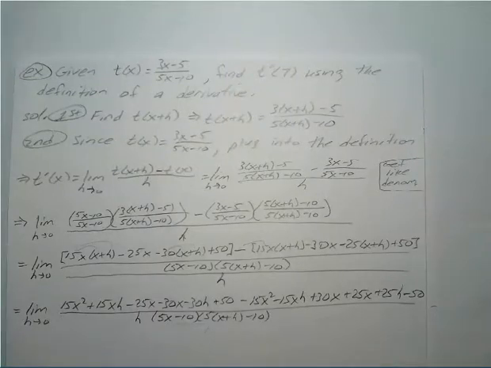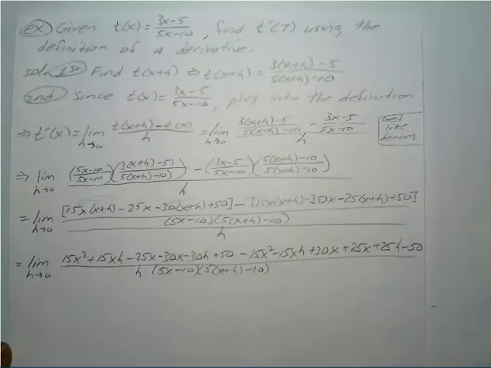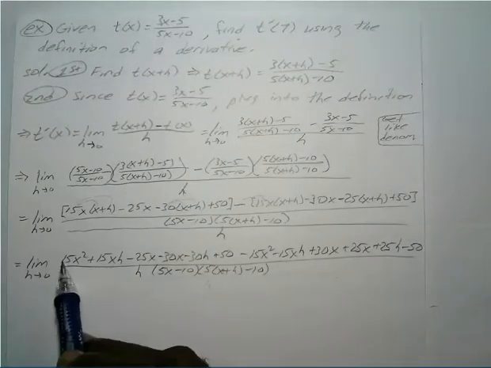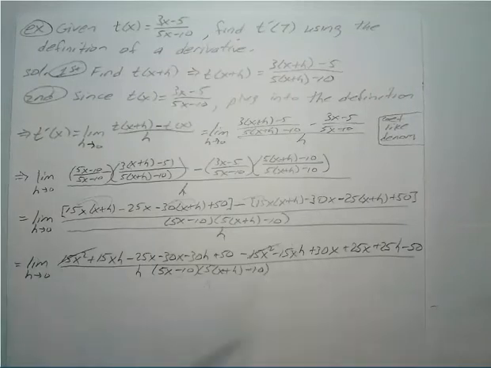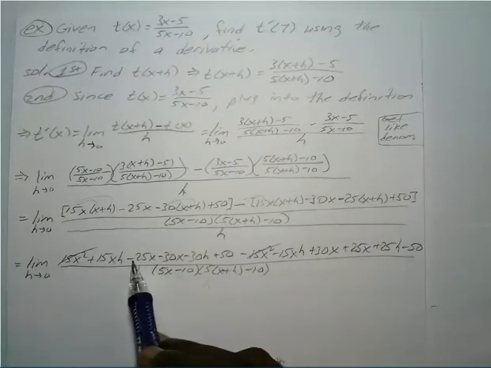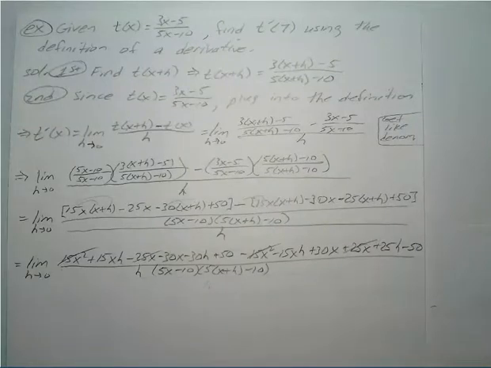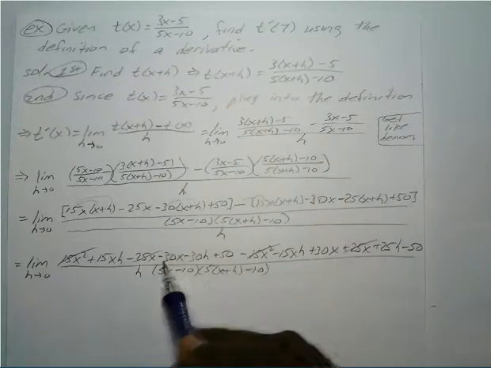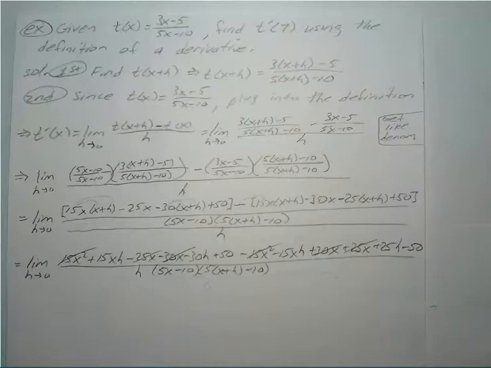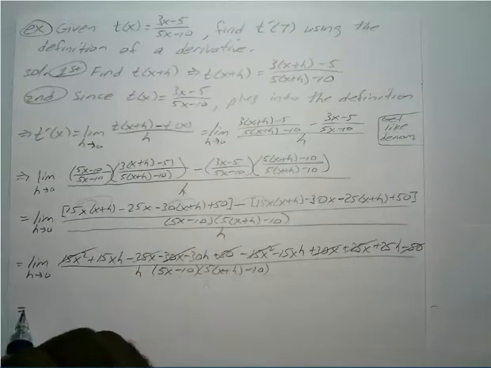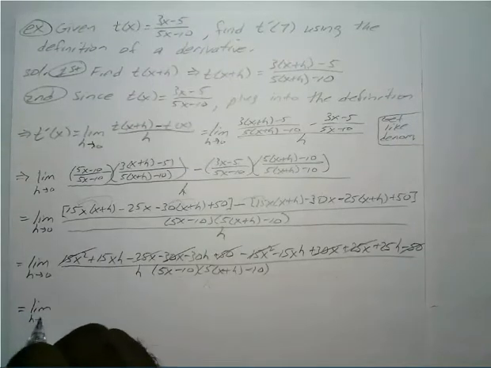All right. So now, of course, we start our canceling out. We have 15x squared and minus 15x squared. You have minus 25x plus 25x. You have minus 30x plus 30x. You have plus 50 and minus 50. And that appears to be everything that can cancel out. Okay, so that leaves us with the limit as h approaches 0.